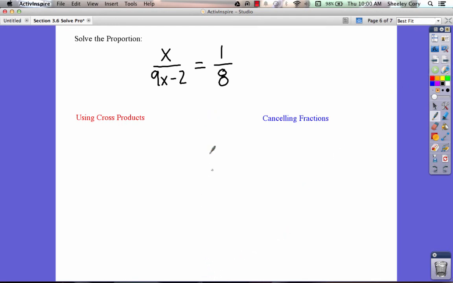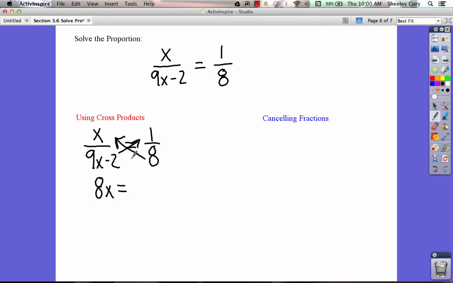Now we're going to solve this proportion. All right, this time we have all the variables on the same side. All right, nothing's going to change here. All right, let's use cross products first. x over 9x minus 2 equals 1 over 8. All right, cross product says I take 9x minus 2, multiply it times the 1, 8 times the x. 8 times x, 8x.